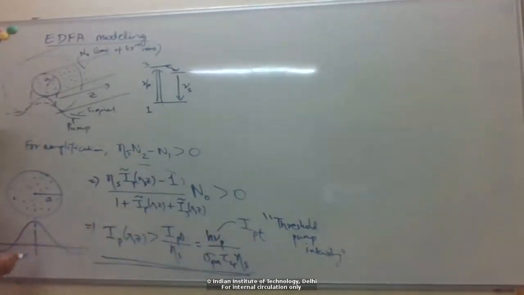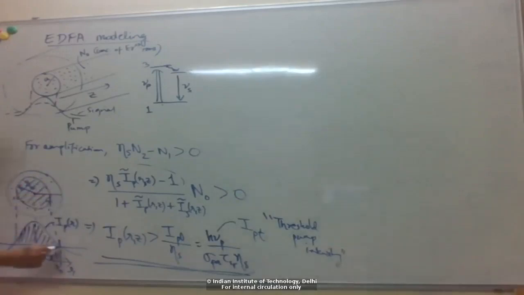So if I define that, this is the radial coordinate, right? So this is the threshold pump intensity. And my launched pump power is such that you can see that, in this part, near the center of the core, it exceeds the threshold pump intensity. So in this region, up to some radius R0, you'll have population inversion again.